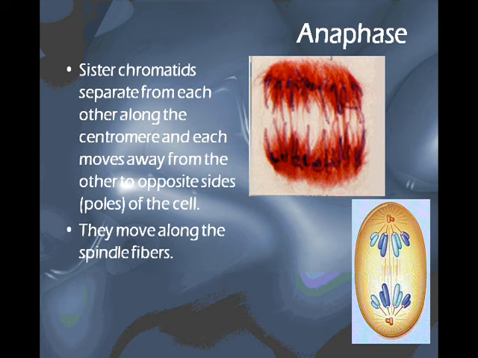After metaphase comes anaphase, and that is where the sister chromatids separate from each other along the centromere, and they move to opposite poles of the cell. Now that the sister chromatids are no longer attached, they are each their own individual chromosome, and they are pulled along the spindle fibers till they reach the poles of the cell.